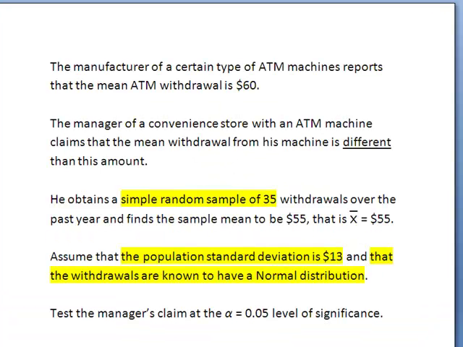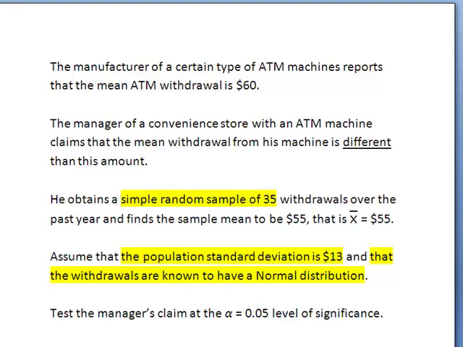Now, looking at this problem, we have a simple random sample of 35. We know the population standard deviation. They give it to us as $13. And these withdrawals are known to have a normal distribution. So the assumptions of this chapter are met, so we can do a hypothesis test. We want to test that manager's claim at a 0.05 level of significance.